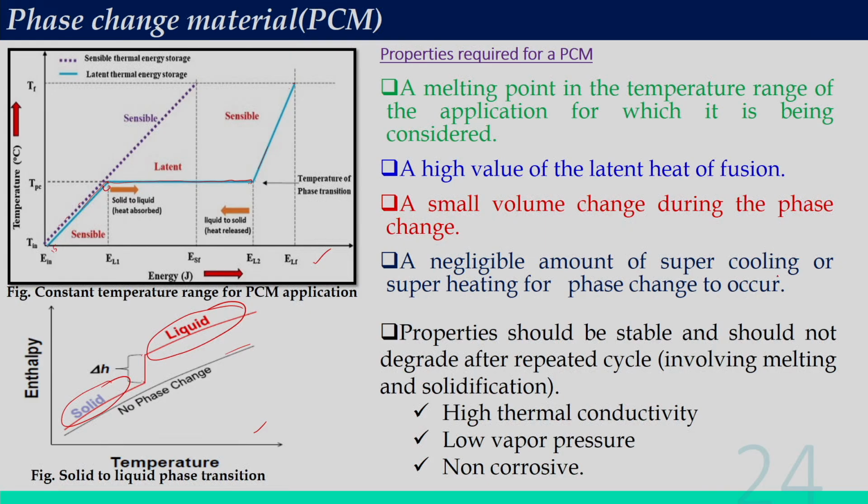A negligible amount of supercooling or superheating should be needed for phase change to occur. This is also important: the properties should be stable and should not degrade after repeated cycles, where each cycle involves melting and solidification. This includes high thermal conductivity, low vapor pressure and being non-corrosive. So, these properties are very important for a phase change material.